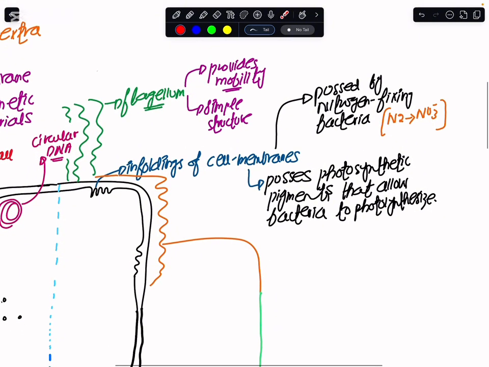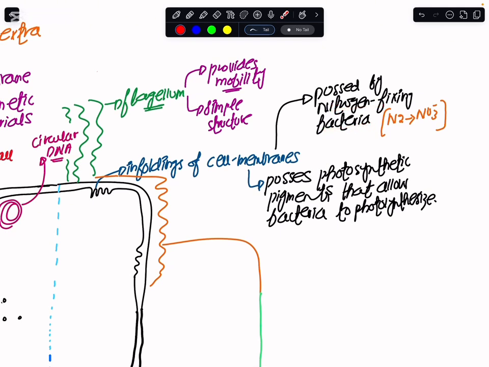Now, in terms of the enfoldings of the cell membranes that we have got, these enfoldings of the cell membrane could be available in some photosynthetic kinds of bacteria, those who can make their own food. And likewise, there is another category of bacteria which are nitrogen fixing bacteria. What the nitrogen fixing bacteria do is convert the atmospheric nitrogen gas into nitrate ions. And this conversion of nitrogen gas into nitrate ions would require these cell membrane enfoldings, and that would be unique to these nitrogen fixing bacteria.